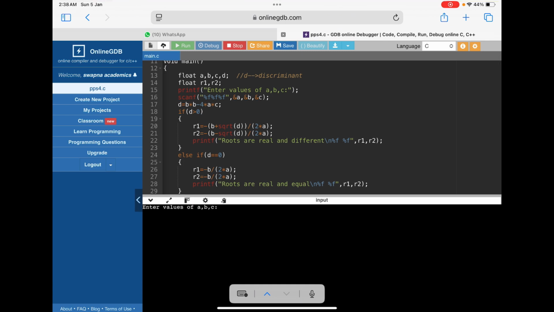Now I'm entering the values: 6, 7, 8. The roots are imaginary. You can substitute the 6, 7, 8 values in the equation and see that the roots are imaginary. You can change the values of a, b, c so that for appropriate values, the roots will be real and different, or real and equal. So this is about roots of a quadratic equation. For your examination purposes, this program and the concept are very important.